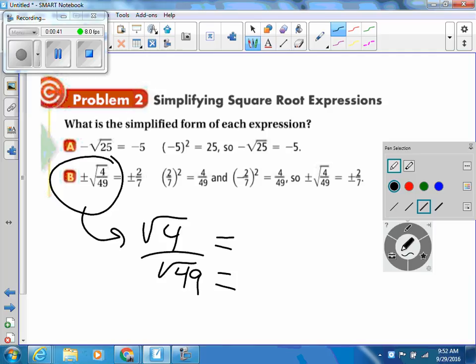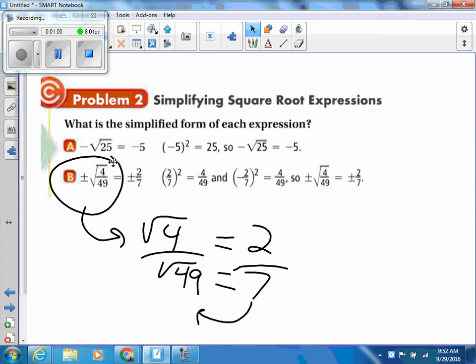So, what is the square root of 4? 2. What is the square root of 49? 7. What they're asking you is what number times itself gives you that number inside. So 2 times 2 is 4. 7 times 7 is 49.